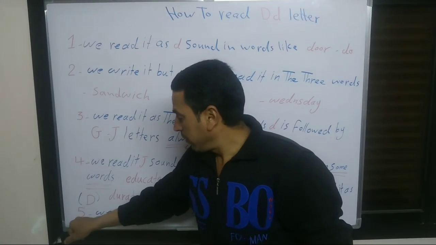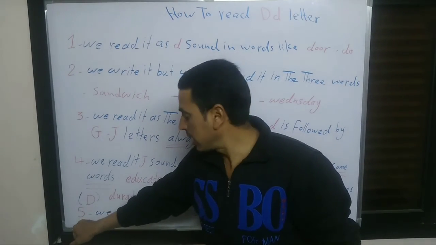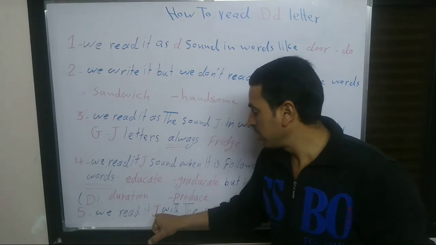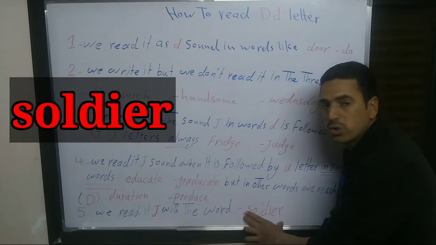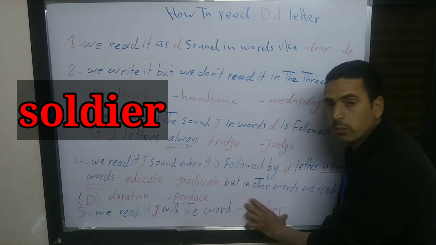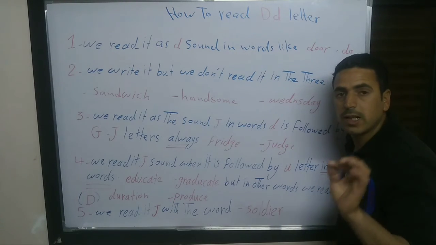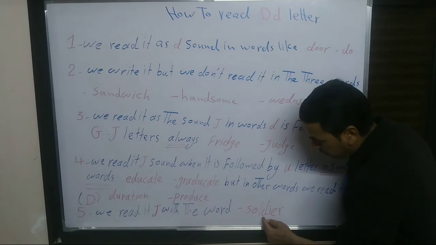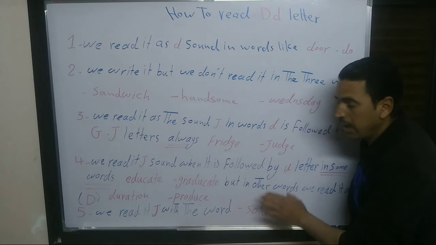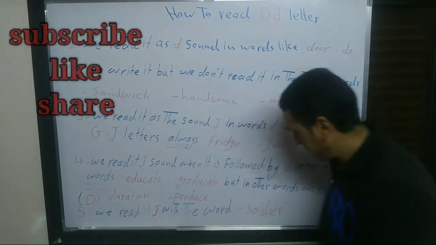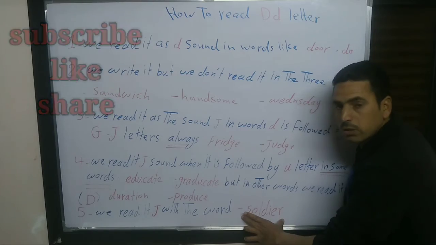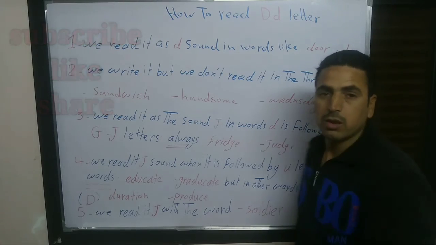The fifth rule says we read it J with the word soldier. Just with this word, we pronounce it as J. We don't take this structure D-I-E and apply it on all the words which have the same structure. Just in this word, we pronounce it as J.